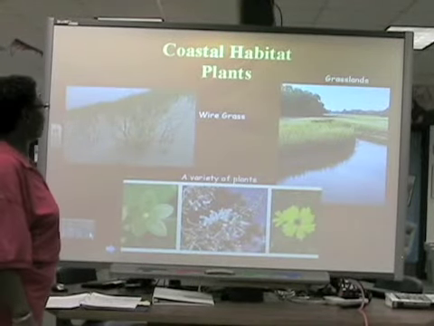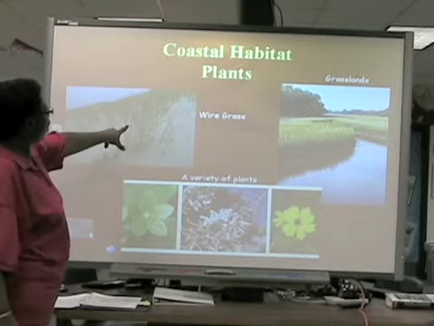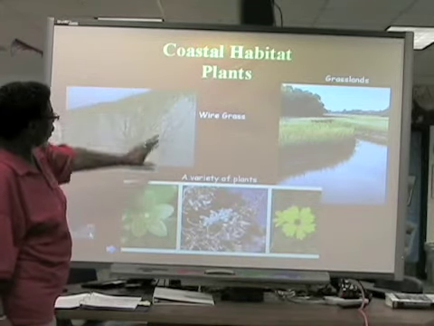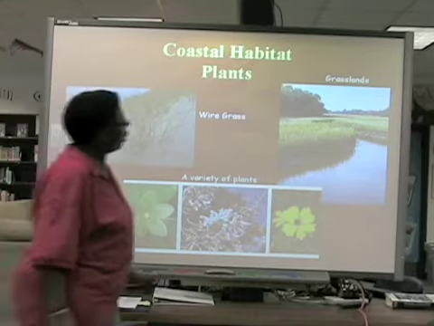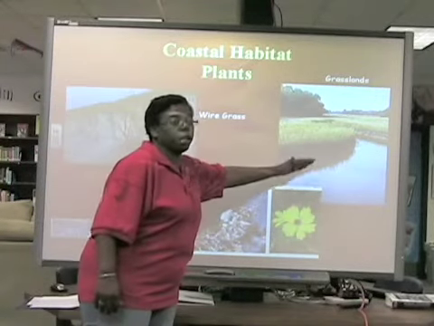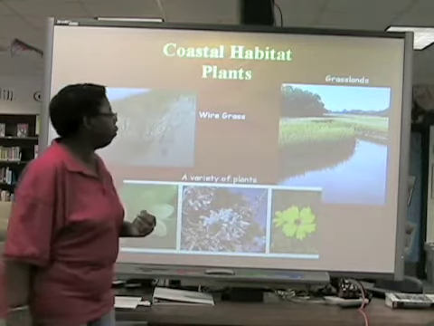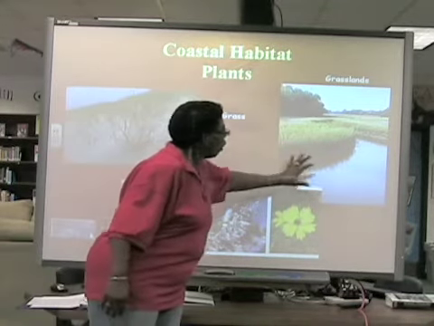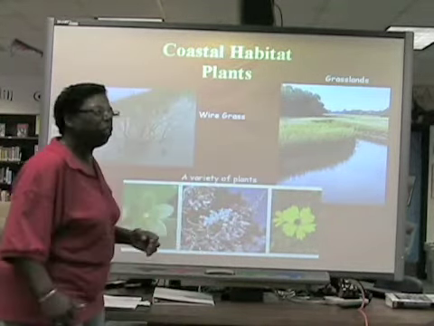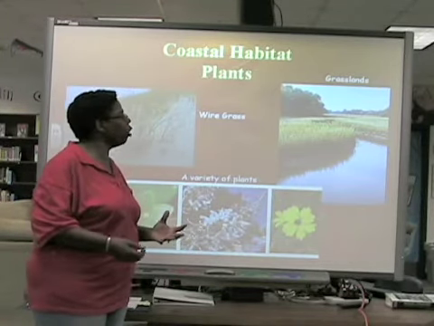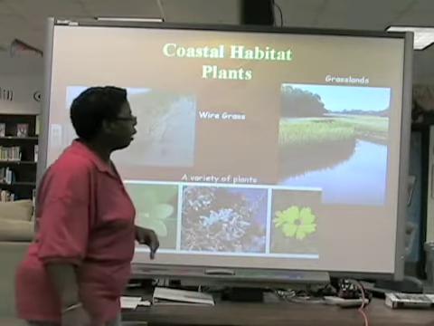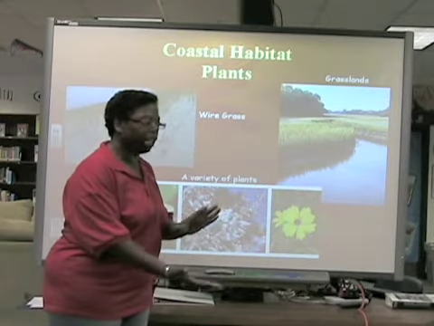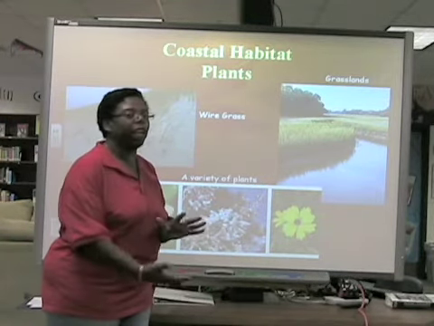Coastal habitat plants. You will find wiregrass, grasslands, and a variety of plants here. And again, you notice it's a heavily watered area, just like you would find for a swamp and marsh. You have lots of water. But not only do you have just water like you would in the ocean, you actually have plants that are growing on top of that water. Because even though there's a lot of water there, it's not so far away from land that they can't have roots.